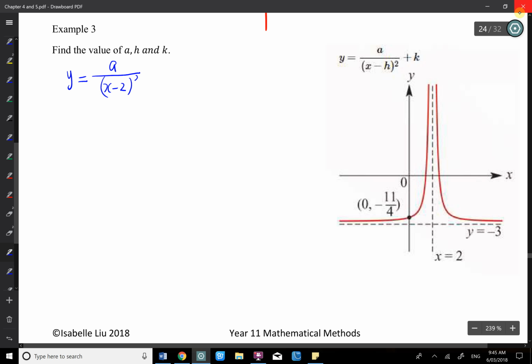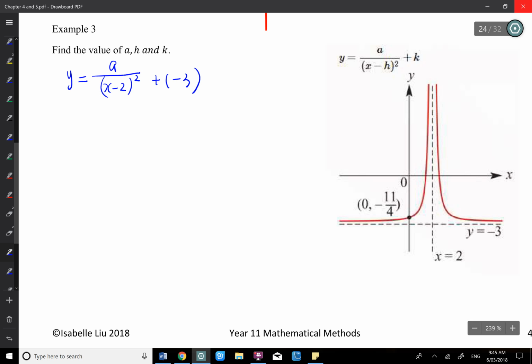That must be x minus 2 squared and plus a minus 3. Okay, because the k value is negative 3. So that gives you the horizontal asymptote, and the vertical one is x equals 2. So it must be x minus 2. And then we need another point to solve for a, and the point is given.